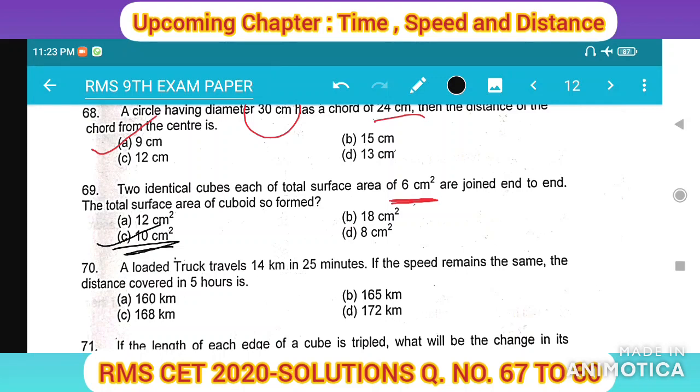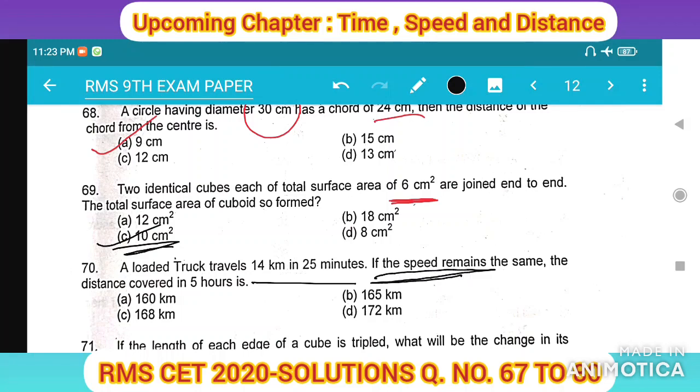This is very easy. A loaded truck travels 14 km in 25 minutes. If the speed remains the same, by using the unitary method we can do it easily. In 14 km it takes 25 minutes. Suppose the speed is not changed, that means speed is constant.